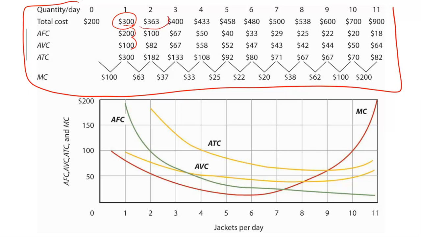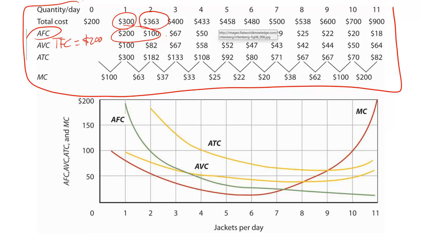When we get to the second quantity, our total cost is 363. And notice fixed costs went down. Wait, I thought fixed costs stayed the same. They do. So total fixed cost stays the same. But here, this is showing you average fixed cost. So if our total fixed cost is $200, when we are only making one, that means all of that goes into that first unit. But now when we're making two, we can split it in half. So 100 of that fixed cost goes to the first unit, 100 to the second one.